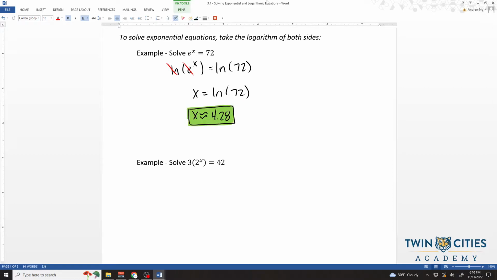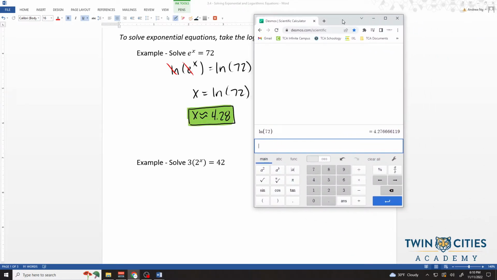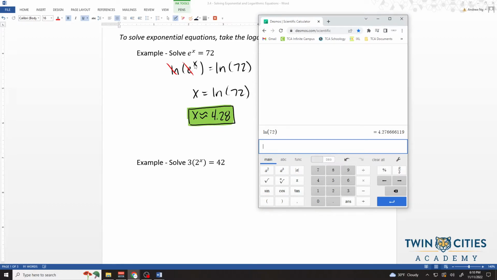And just to show you this works, I can go back in here and say, what is e to the 4.28? And it should be really, really close to 72. Now we rounded a little bit, so it's not going to be 72 exactly, but e to the 4.28 is indeed really close to 72, 72.24. We're just off a little bit because we rounded.